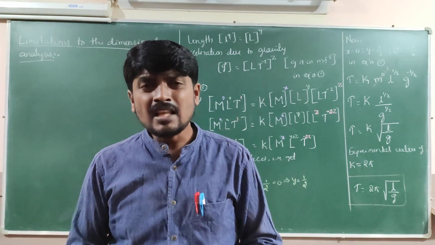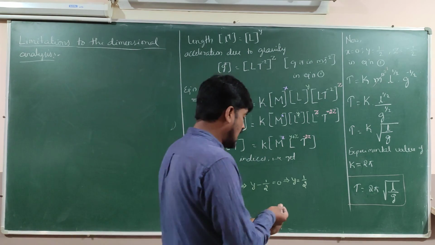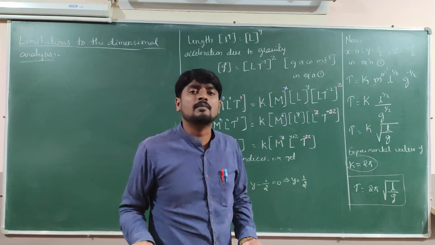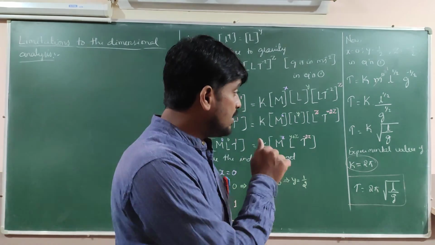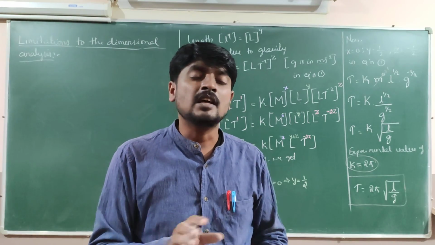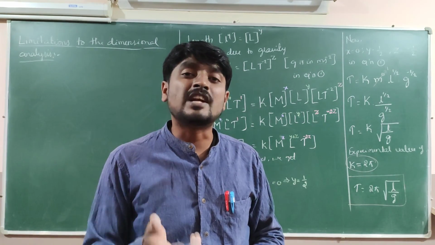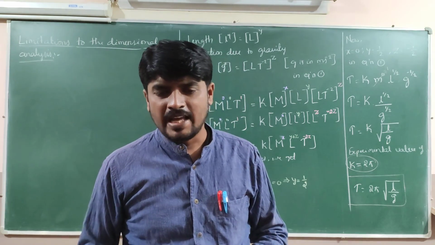Then look at this. After examining all this, I wrote this constant directly, k equal to 2 pi. How it came, we don't know. In this present case we actually know, but for the time being, in dimensional analysis it is not possible to calculate the dimensional constant. It is not possible to determine the proportionality constant. This is one more drawback, or limitation.